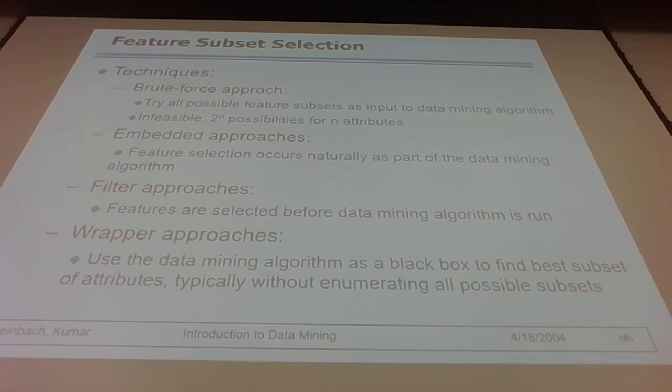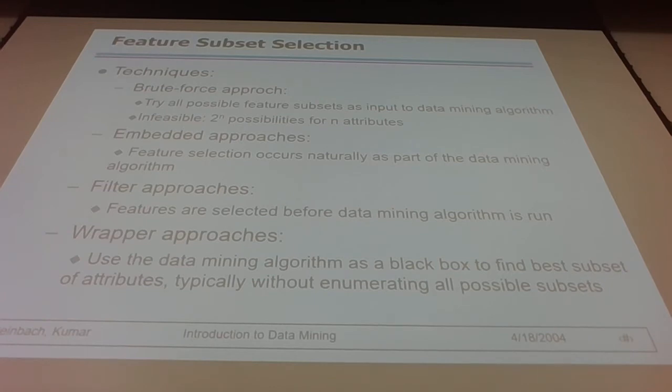Now there are many different techniques. The brute force approach is one. What is the brute force approach? Basically you have n features, and you select every possible combination of them. A feature can either be in your set or not, so there are 2 to the power n possible combinations. You check all combinations, and whichever gives you the best.